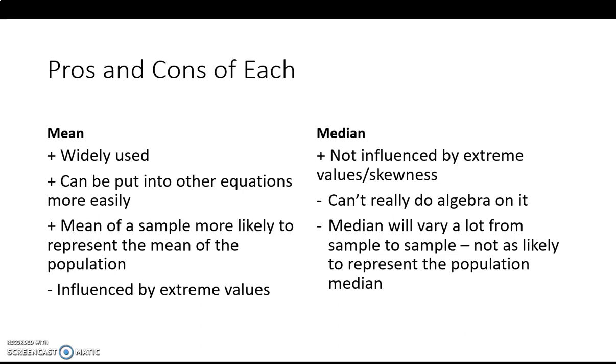Medians tend to vary a lot from sample to sample, so it's harder to infer the median of the population from the median of a sample, but the mean of a sample is more likely to represent the mean of the population. So pretty much all of the most common statistical tests are done on means. There are some tests that are done on medians. But yes, a disadvantage is that the mean is influenced by extreme values, whereas the median is not.